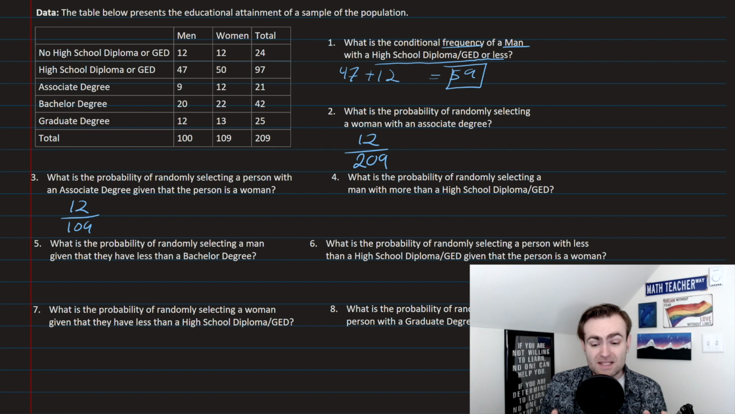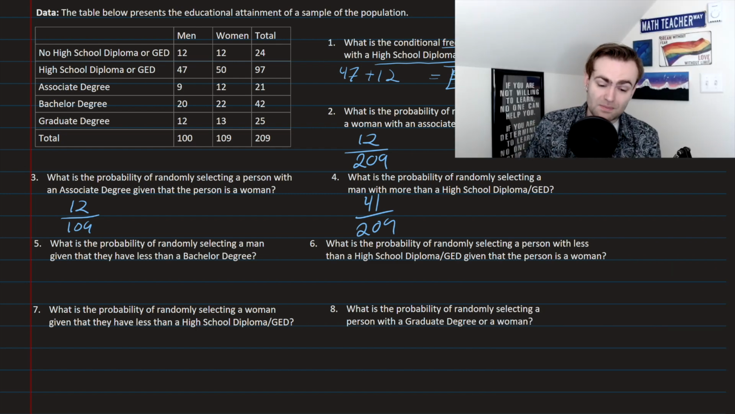What's the probability of randomly selecting a man with more than a high school diploma or GED? Since it says more than and not inclusive, it means that we do not include the high school diploma. We only care about people who have college degrees of some sort. So men with college degrees would be 9, 20, and 12. So 9 and 20 is 29. 29 and 12 would be 41. So this is 41. Did we restrict ourselves? Well, we don't have a given anywhere, so we didn't. So this would be out of the 209 total people.